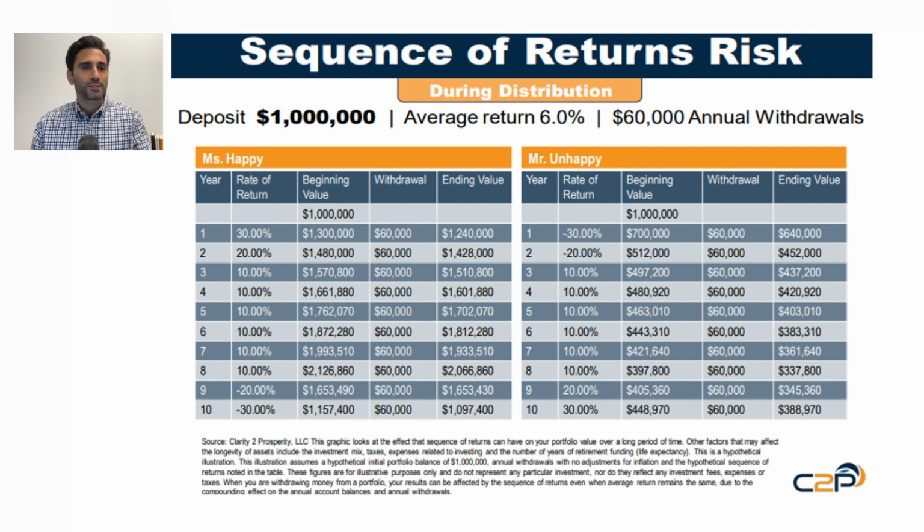But now Miss Happy and Mr. Unhappy have gotten to retirement, right? So now they're entering their distribution phase. So here they start with $1 million. They have an average return of 6%. They add up the 10 years of returns divided by 10 and equals 6%.